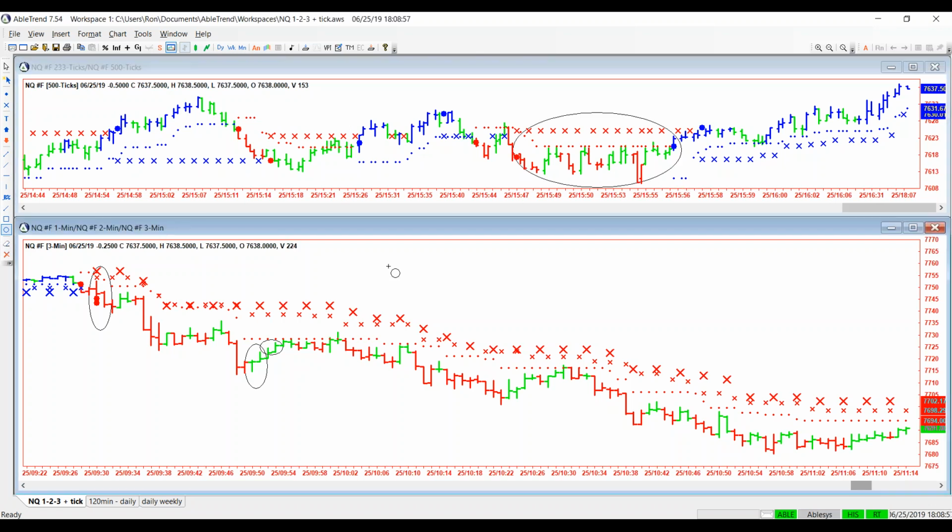But where you really see the big value in the tick is on the sweet spots. It is fantastic for the sweet spots. It's almost like a 75, 80% winner on the sweet spots. The sweet spots are great.